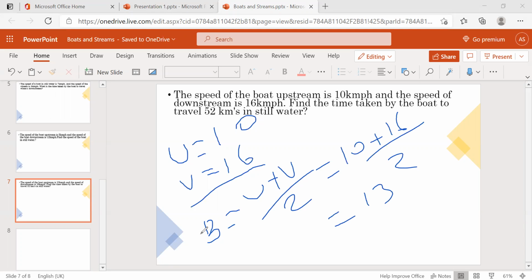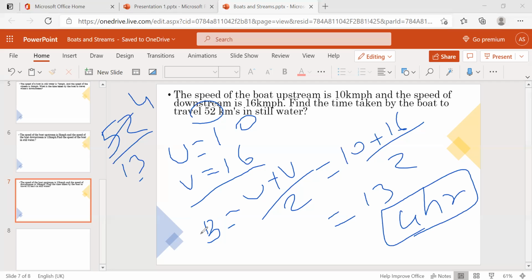Now we know the distance, 52 kilometers, and we know the still water boat speed, 13 kilometers per hour. So 52 by 13 gives 4 hours. The time taken is 4 hours to travel in still water. Okay, so this is it for today's class. We are going to discuss the same concept further in the next class. So that's all. Thank you.